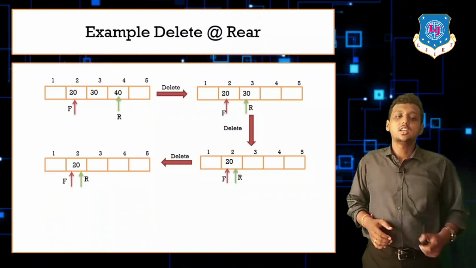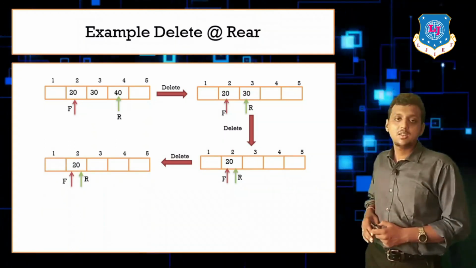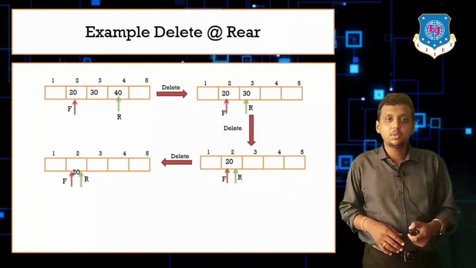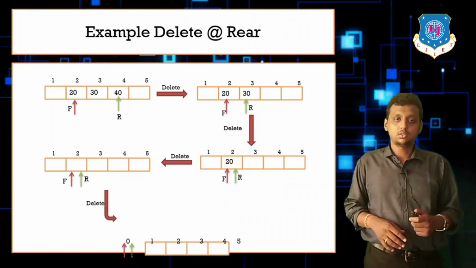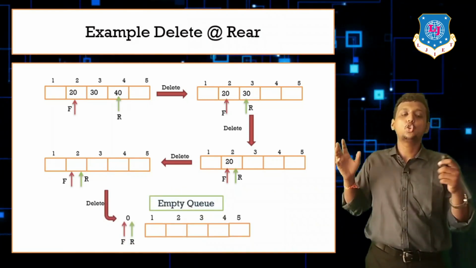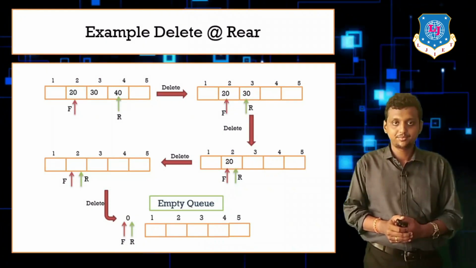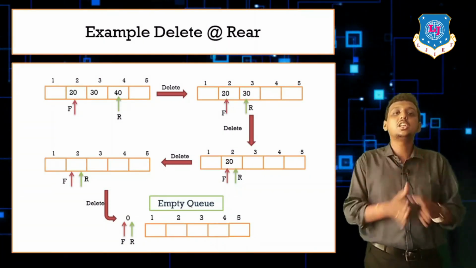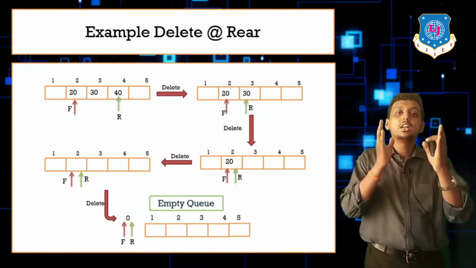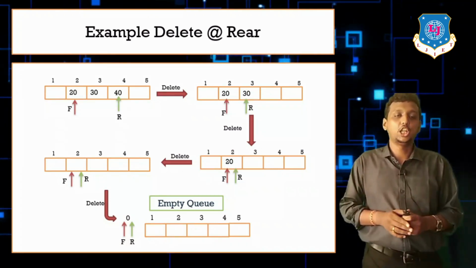Fine. So here it is. When the F and R are at the same position, I just need to remove the 20 from here and set F and R to 0. Okay, this is how my Q becomes empty. This is the deletion algorithm of deletion at rear end in DQ.